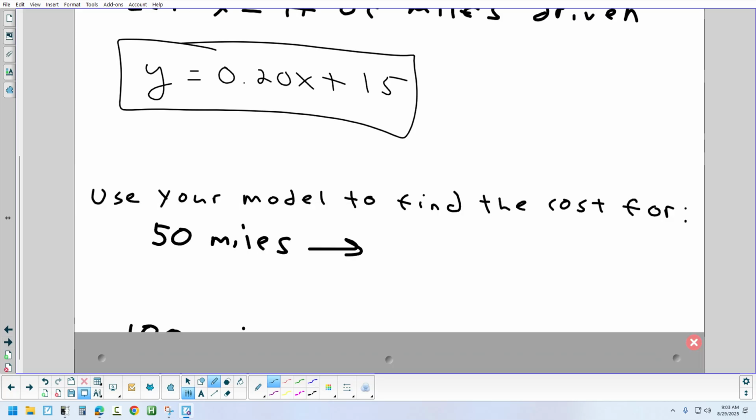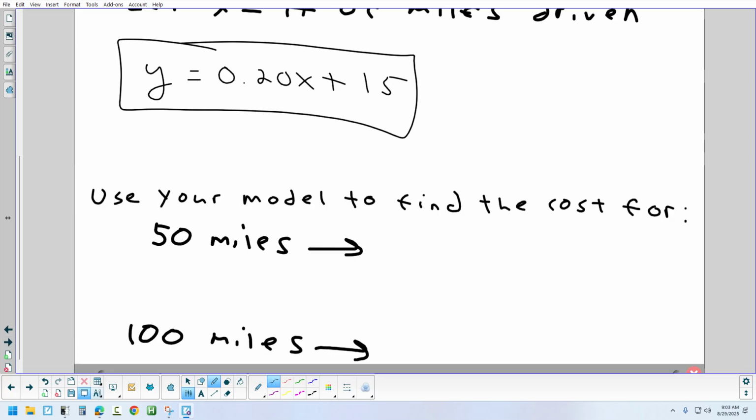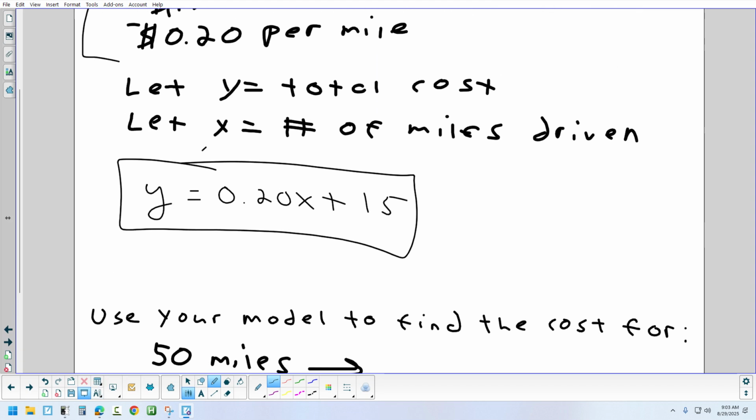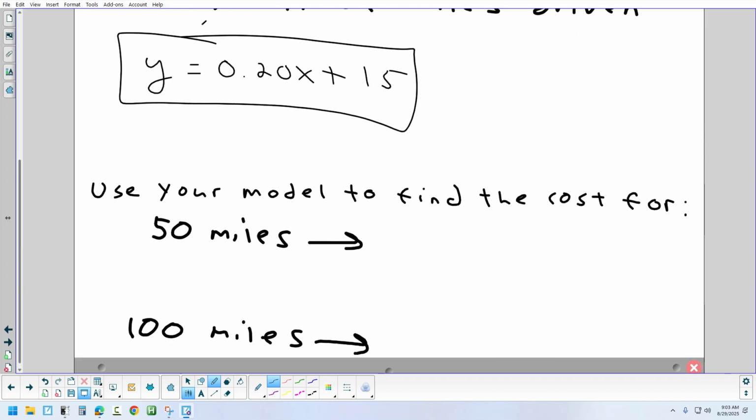Okay. So now, let's use that model to find the cost if we drive 50 miles, and then we'll do the cost for 100 miles. If I want to find the cost of 50 miles, I'm plugging that in. Where is the 50 getting plugged in? We have to make sure we put it in the right spot. Riley? Where the x is. It's the x, remember. X is miles. So we're going to fill in 50 for x.